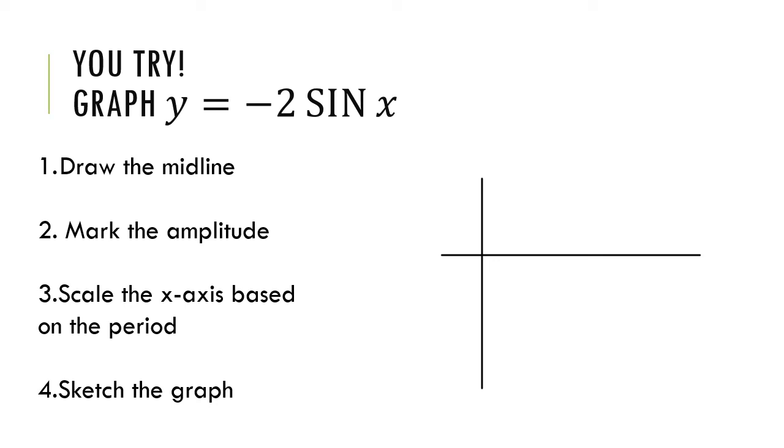All right, hopefully some of you guys were able to pause the video and take a look, but let's go over it together. So first up is the midline. Well, I'm not adding or subtracting anything to the end, so my midline is at y equals 0. The amplitude, remember that the amplitude is always positive, so it's just the 2 in the front. So I should have points at positive 2 and negative 2. The period, there's nothing in front of the x, so it's 2 pi.